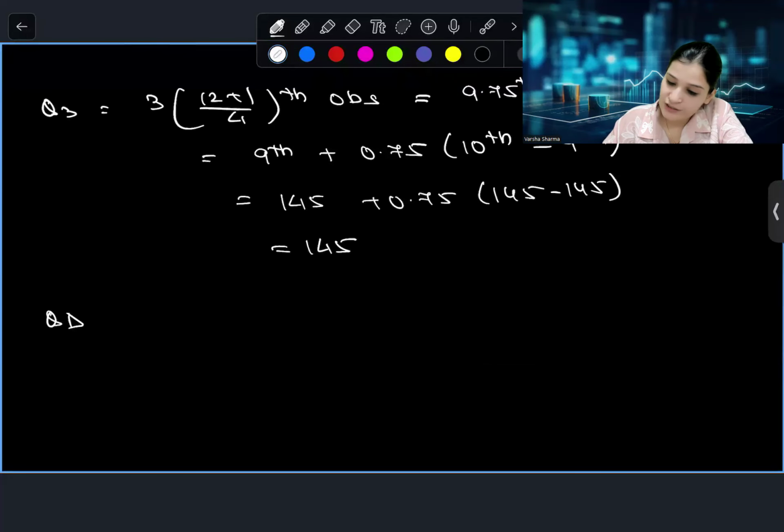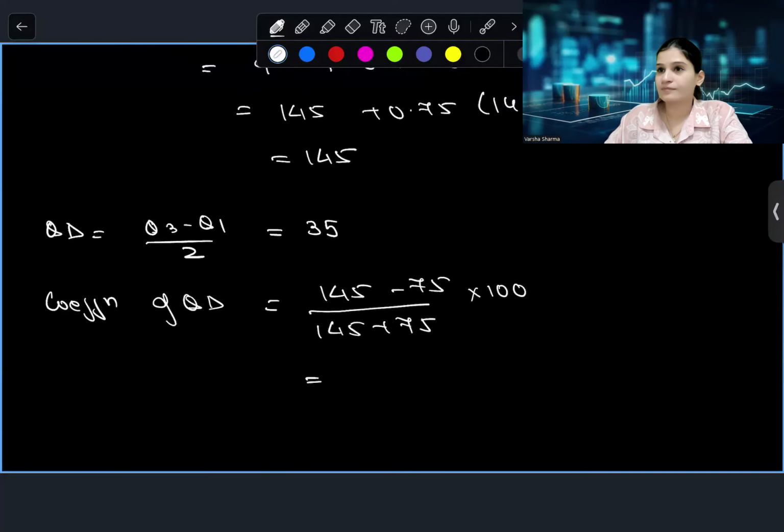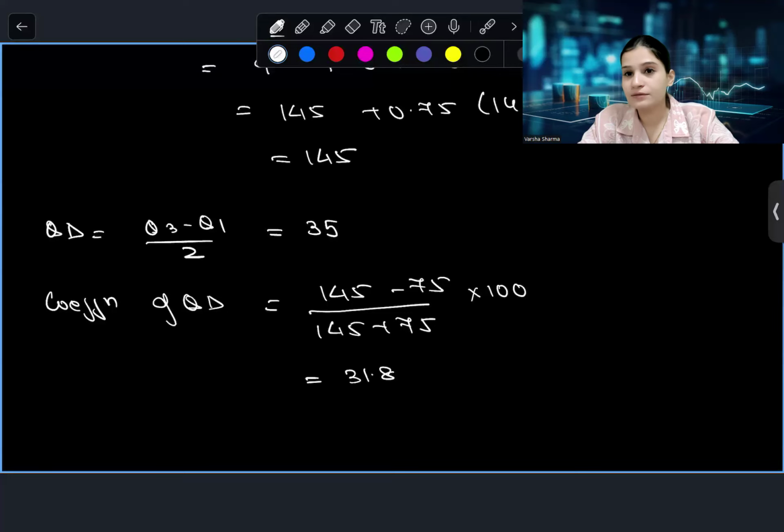Now, quartile deviation is (Q3 minus Q1) by 2. Answer? Thirty-five. 35. Coefficient of quartile deviation is (Q3 minus Q1) by (Q3 plus Q1) multiplied by 100. 15.90, 31.8. Yes, ma'am. All of you got the answer?